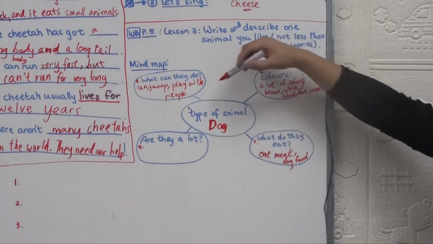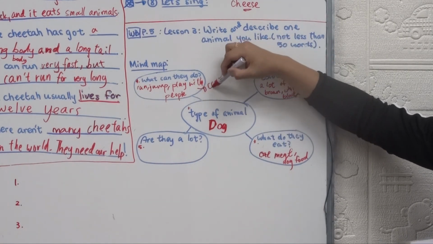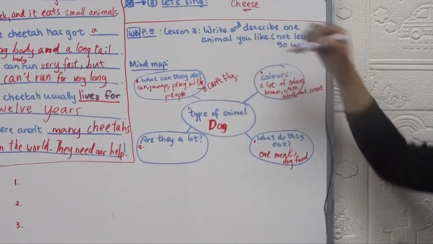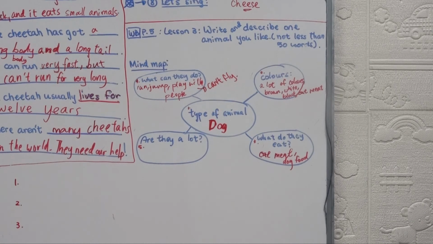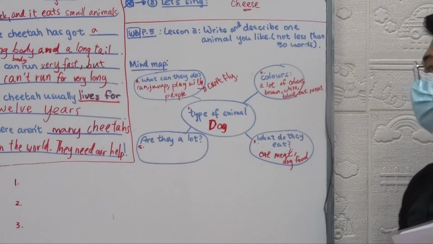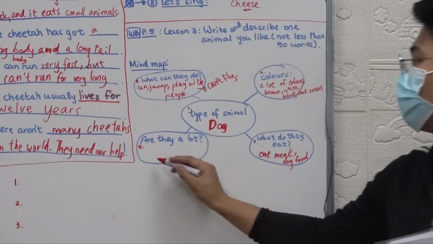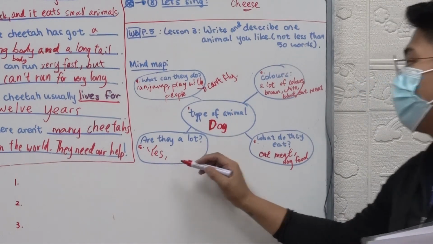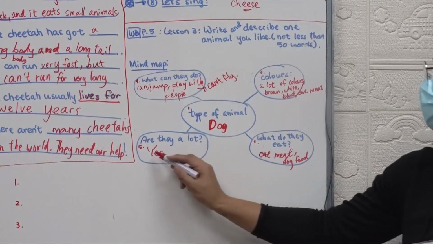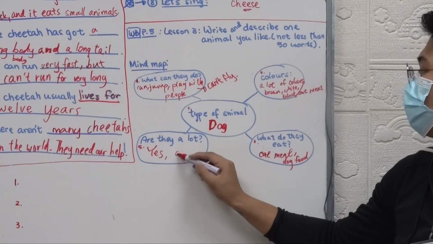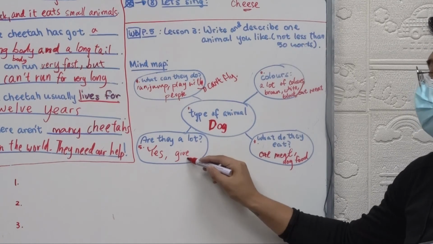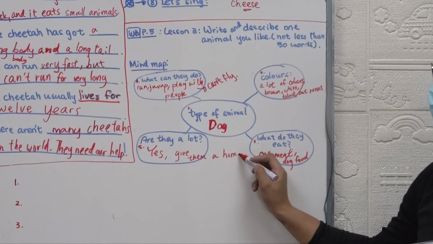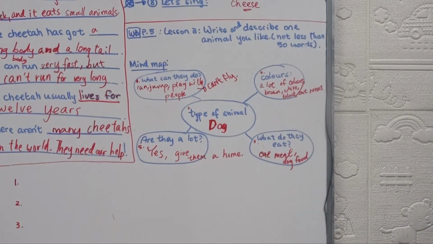Alright, and what can't they do? Maybe you can say what they can't do. They can't fly, right? They don't have wings to fly, but birds can. And are they a lot? Yes, there are a lot of dogs, right? And maybe, what can we do to help them? We can give them a home. That means bring them home, right? So they can live with us.